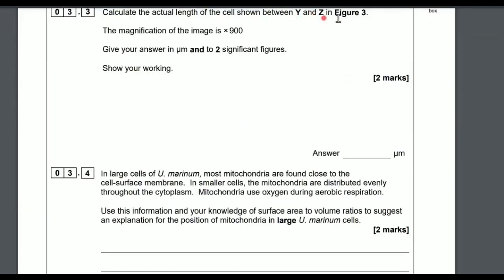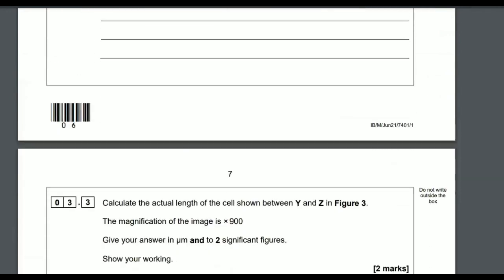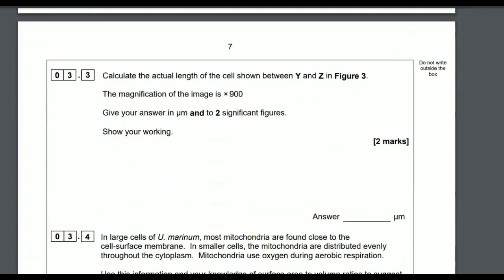Okay, 3.3, calculate the actual length of the cell shown between Y and Z in figure 3. The magnification of the image is times 900. Give your answer in micrometers and to 2 significant figures. Show your working, 2 marks. So you'd get your ruler out, measure between Y and Z. Obviously, I'm on the PC and it's not A4 size, so I'm just going to give you the length. It's 29 millimeters. Pause the video, grab your calculator, see if you can calculate the actual length of that cell.